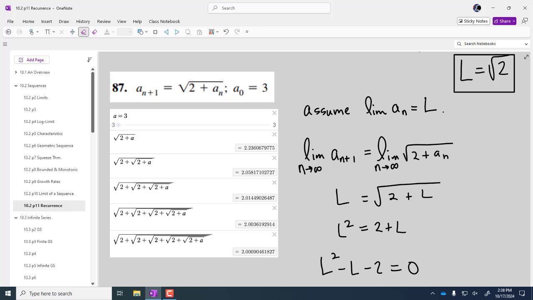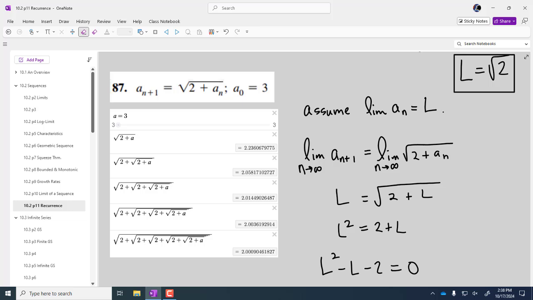So for the first one where you say assume the limit of a sub n equals L, is that saying that a sub n is the explicit? Converges. So we're saying that we've looked at data and we assume that a sub n converges to some random number L. Yes, a sub n is the function that creates the sequence terms. So we're taking the limit of that function.